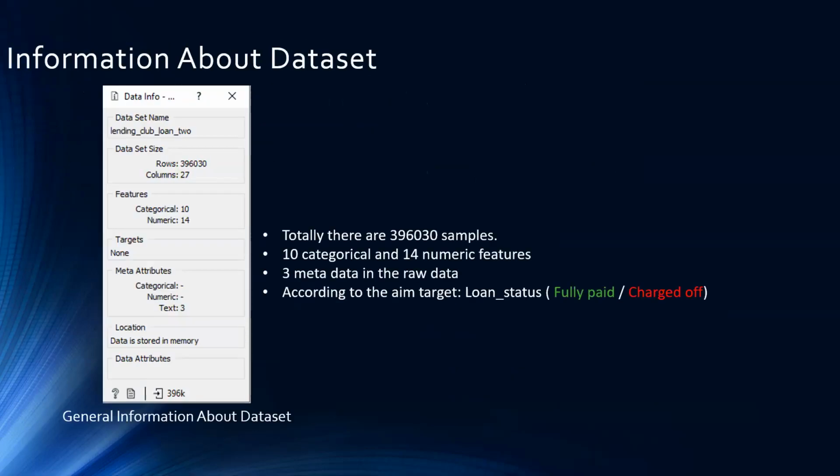In the general information of the dataset, we used the Orange Data Info command, and we saw that there are nearly 396K samples and 24 features, but one of them will be a target, so there are a total of 23 features at the moment. Also, there are three metadata as shown. Our aimed target will be the loan status, as I mentioned, and it's a binary class target, which is fully paid or charged off.